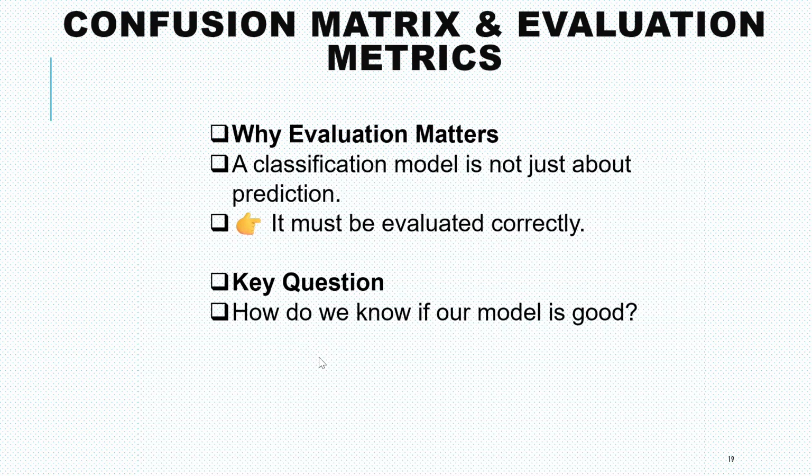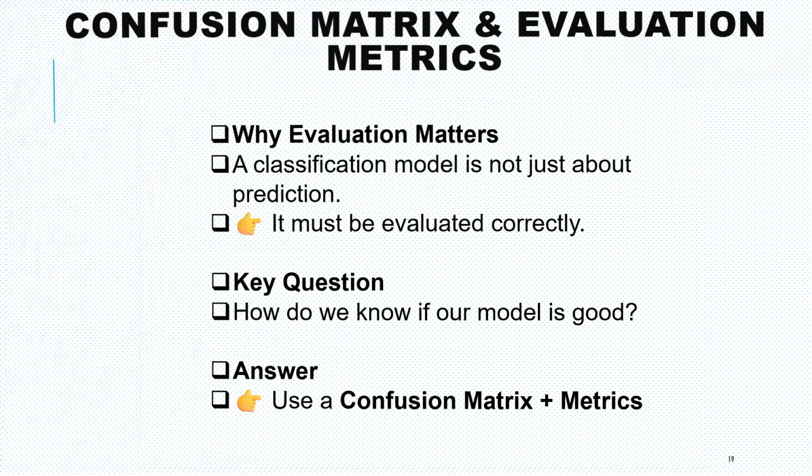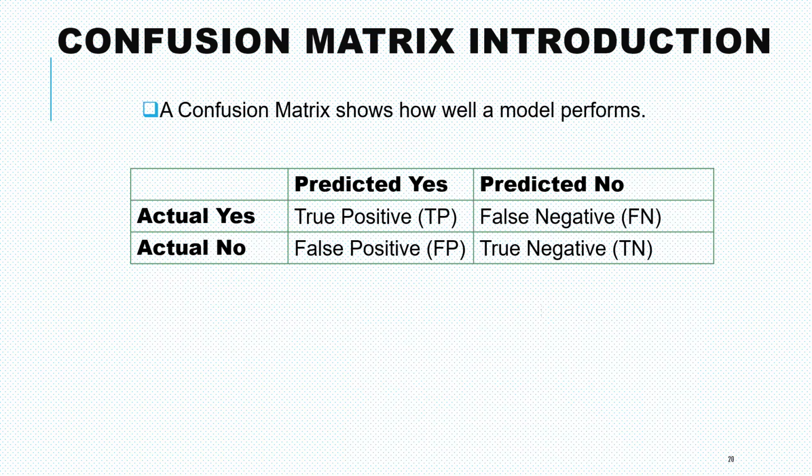The answer is, to be able to know whether your classification model is correct, you use the confusion matrix and metrics. Please don't get confused. So this is how it works. A confusion matrix shows how well a model performs. What does it do? It shows how well a model performs.